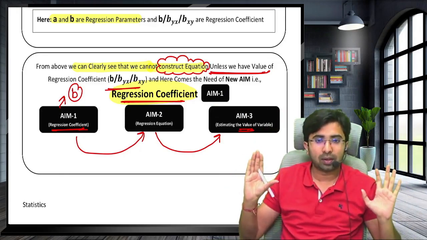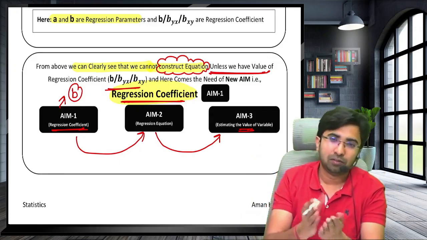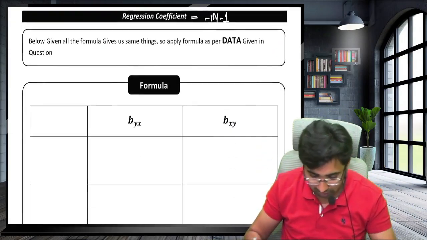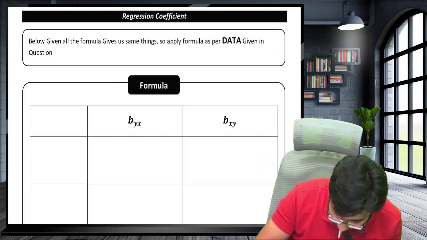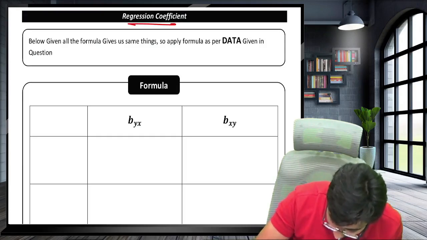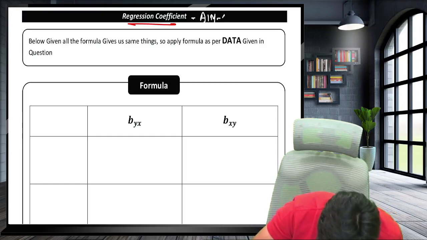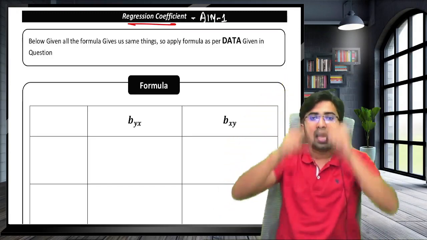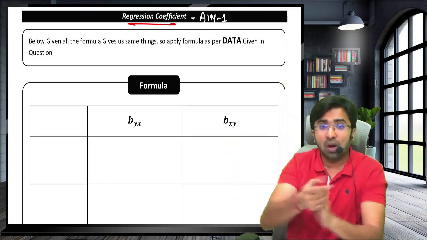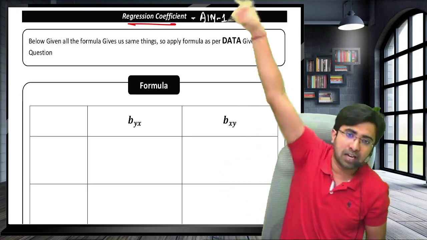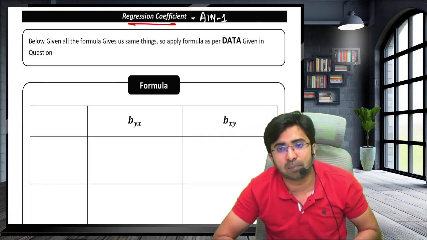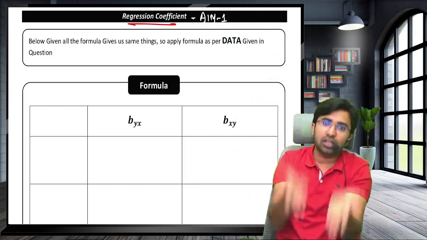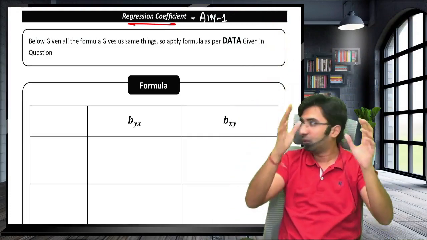Clear or not? Sir, we cannot proceed unless we have achieved aim number 1. Guys, that's why I have to start teaching you another aim, that is regression coefficient. I'm naming this aim number 1, because without having the value of b, I cannot construct the equation. And without constructing the equation, I cannot achieve my final aim, that is, I cannot estimate the value of one variable when another variable is known. Sir, now we need to achieve aim number 1. Say yes or no.